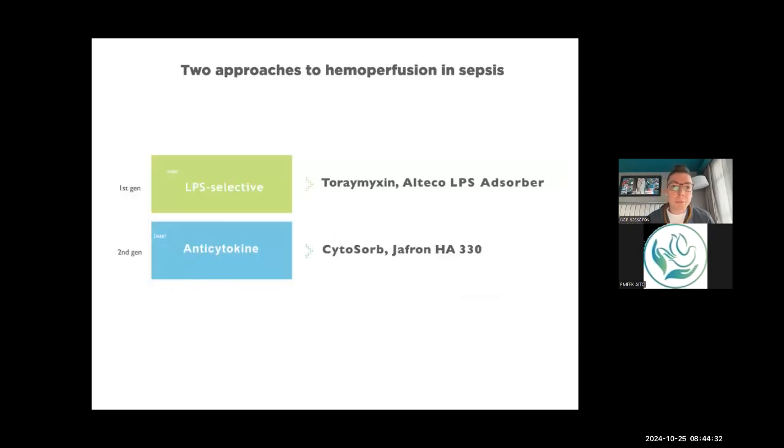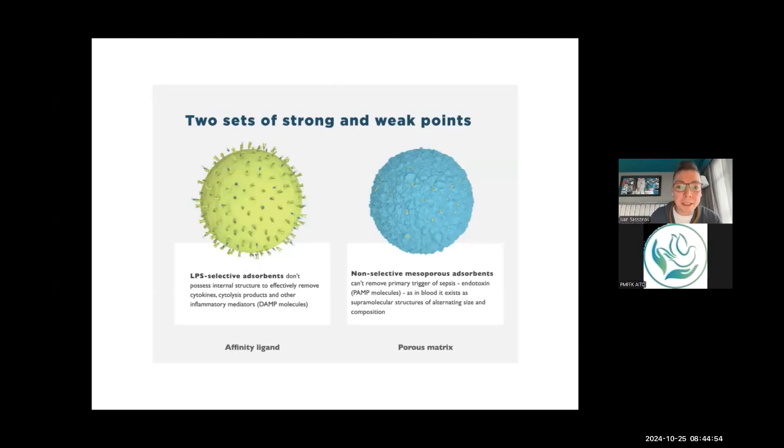So, to summarize, this is how the approach to hemoperfusion in sepsis looked before the introduction of our approach. We had first generation, narrow LPS selective adsorbents, and we had second generation broad range anti-cytokine adsorbents. Each of them has its own set of strong and weak points. LPS selective adsorbents have an affinity ligand to remove this very difficult to remove LPS molecule. This is a very specific task, and they cannot do anything besides that.